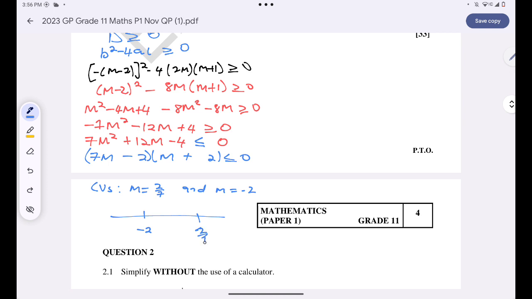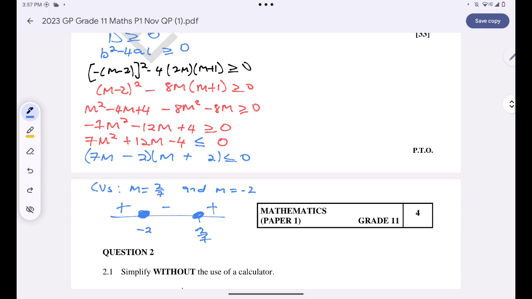And 2 over 7. Are you together? My critical values are both included. Why? Because I have less than or equal to, which simply means they are included. The numbers in front of m inside the brackets, both of them are positive. So that means I'll start with the positive there. Once I get this sign, it will be the same. It will be easier for me to find the other signs, because once I jump the critical value, the sign has to change. Are you together? So this is plus, negative, and plus.